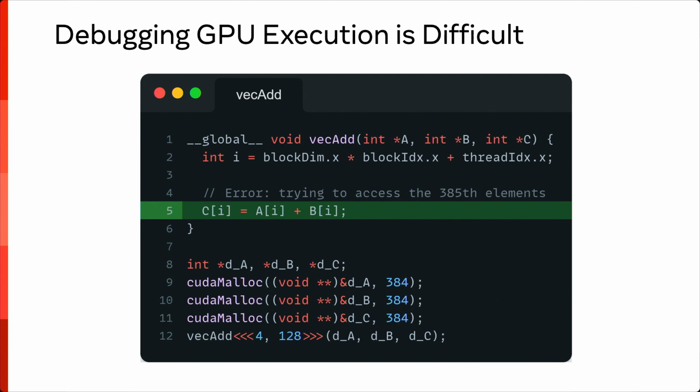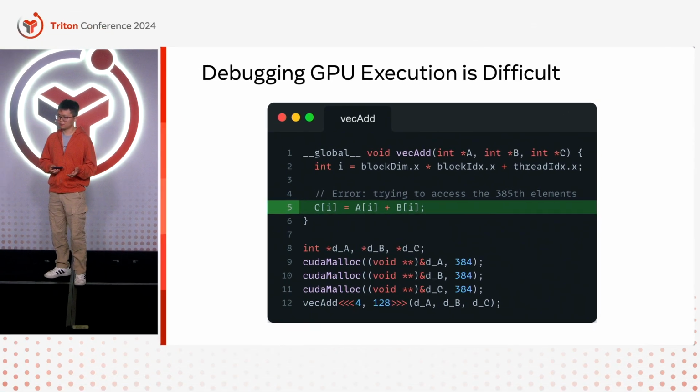So basically, we are going to allocate GPU memory with element size of 384 for all arrays A, B, and C. Then on the device, we're going to invoke a GPU kernel, vector add, to add up A and B and store the results back to C. So this seems to be a simple kernel.